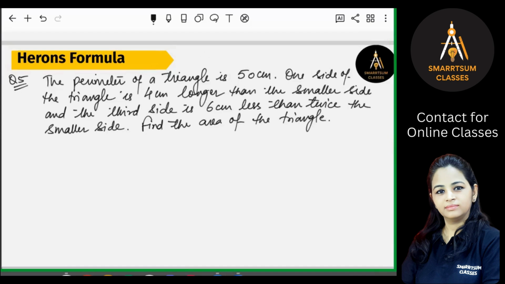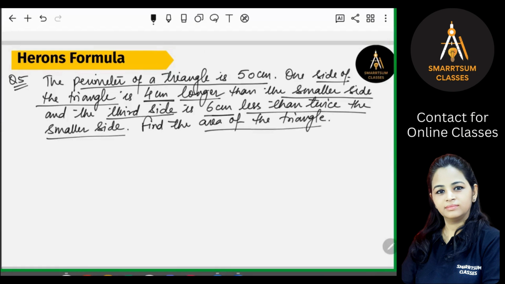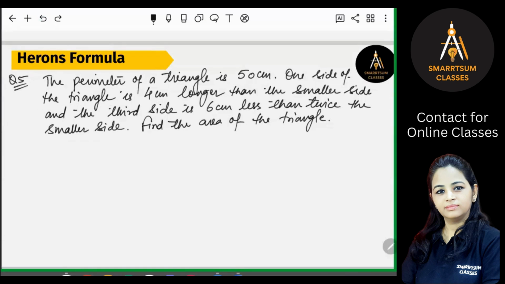Now look at the next question, question number 5. The perimeter of a triangle is 50 centimeter. One side of the triangle is 4 centimeter longer than the smaller side. And the third side is 6 centimeter less than twice the smaller side. Now you have to find the area of the triangle. In this question, the sides are not given directly. The perimeter of the triangle is given, however the sides are given in relation form.